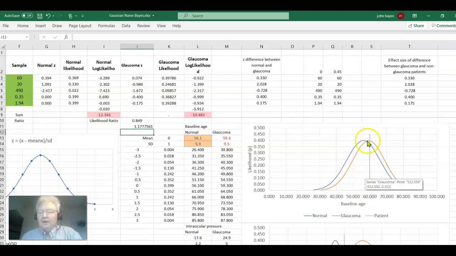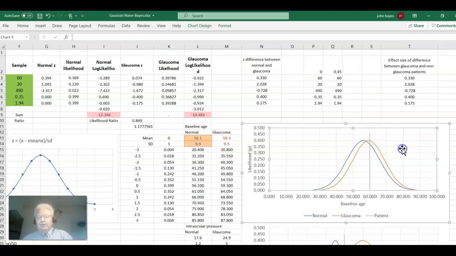So this is 60-year-olds. You can see that the glaucoma curve is shifted a little to the right. But also, if these are all your patients, you can see that there is a lot of overlap here. And so you have to be careful when you think about the numbers that we're talking about and when you're doing diagnosis.